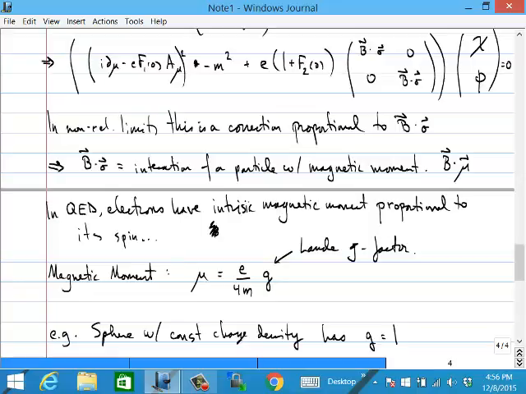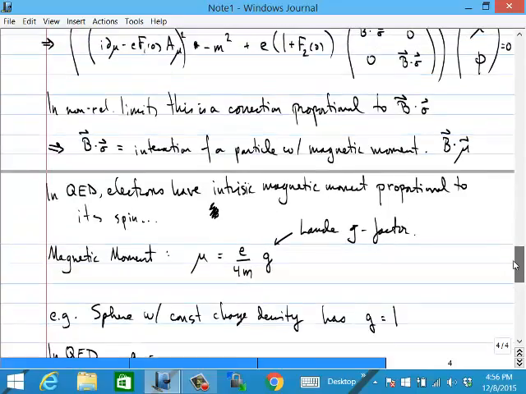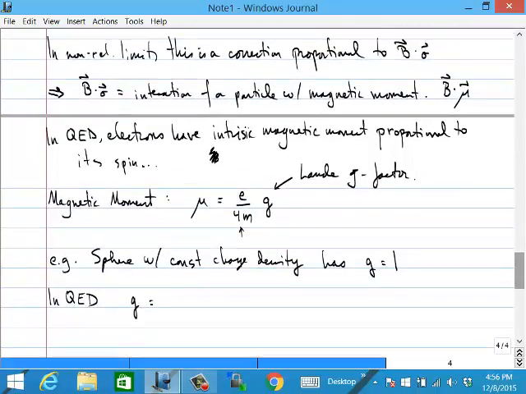So in quantum electrodynamics, what do we see? We see that the Landé g factor of an electron, well, I pulled out a factor of 4 here, and there are some factors of 2 up above. So the Landé g factor for an electron is 2 at leading order, not 1. And at subleading order, it's 2 plus this form factor F2 of 0.